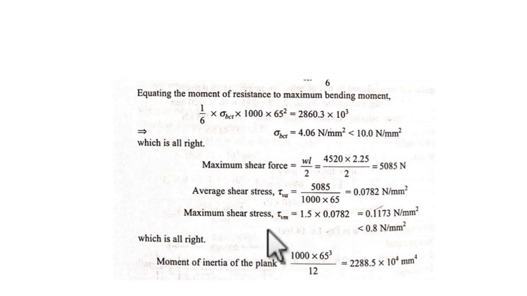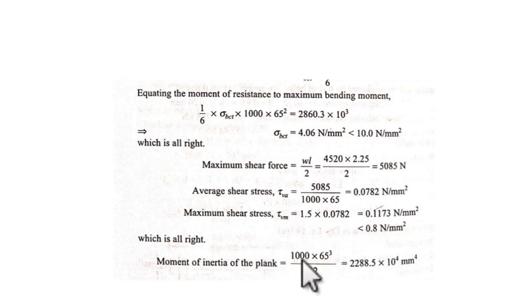Maximum shear stress, tau, is given as 1.5 into 0.0782. Maximum shear stress is 1.5 times the average shear stress for timber planks. So this gives us a maximum shear stress of 0.1173, and it is less than 0.8. 0.8 Newton per millimeter square is the permissible value of maximum shear stress. What we find is this plank is safe in bending and safe in shear, so it is okay.